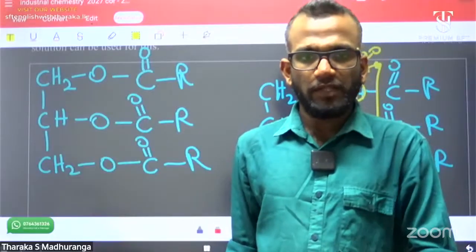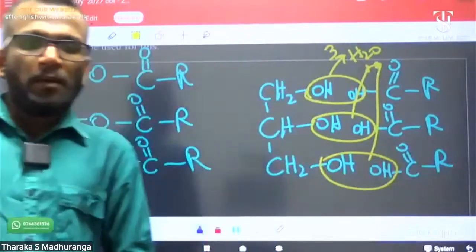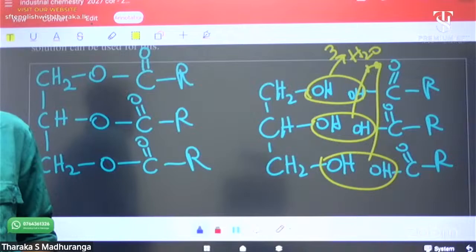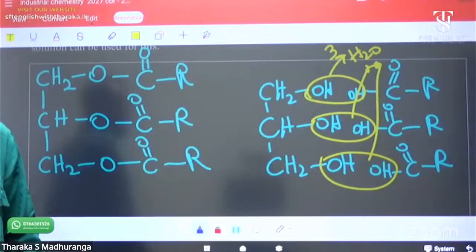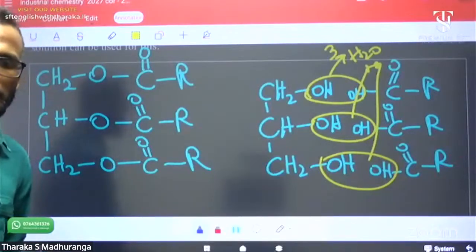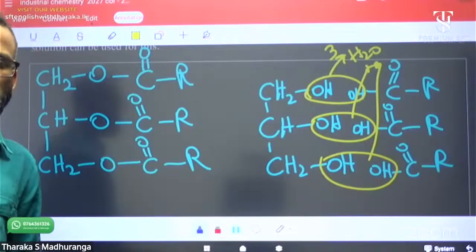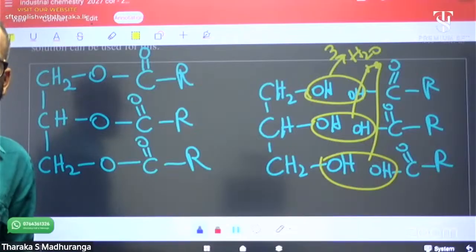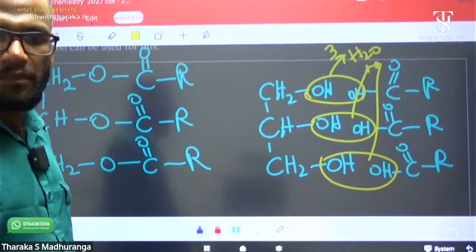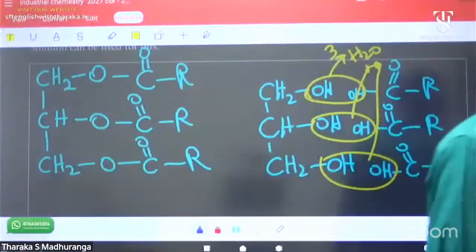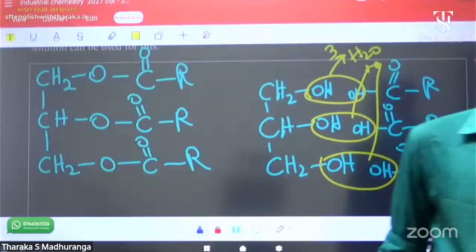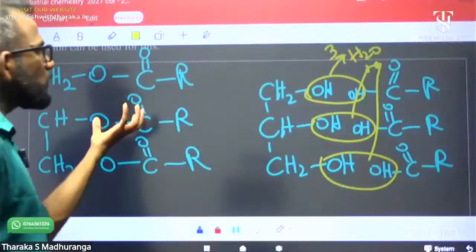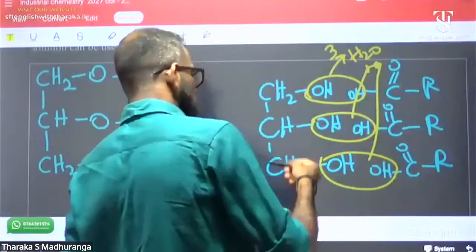But okay, remember, Matakai? Kabir? Good. Now it is a triglyceride with 3 ester bonds, right? 3 ester bonds.